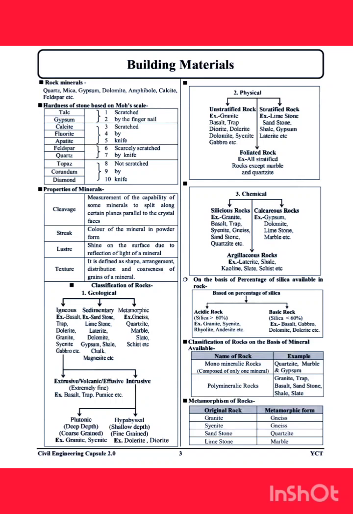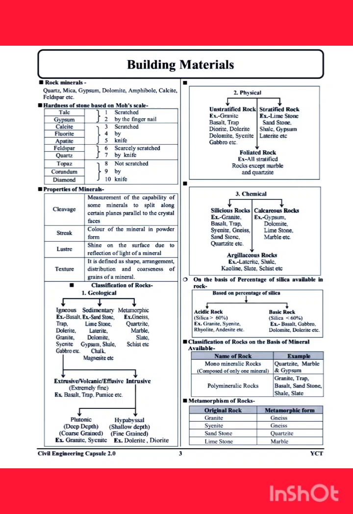Second is gypsum. Third is calcite. Fourth is fluorite. Fifth is apatite. Sixth is feldspar. Seventh is quartz. Eighth is topaz. Ninth is corundum. And tenth is diamond. So these are the hardness range and they are serial. It is a very important question for rock mass structure, and it is very useful for geology as well as civil engineering.